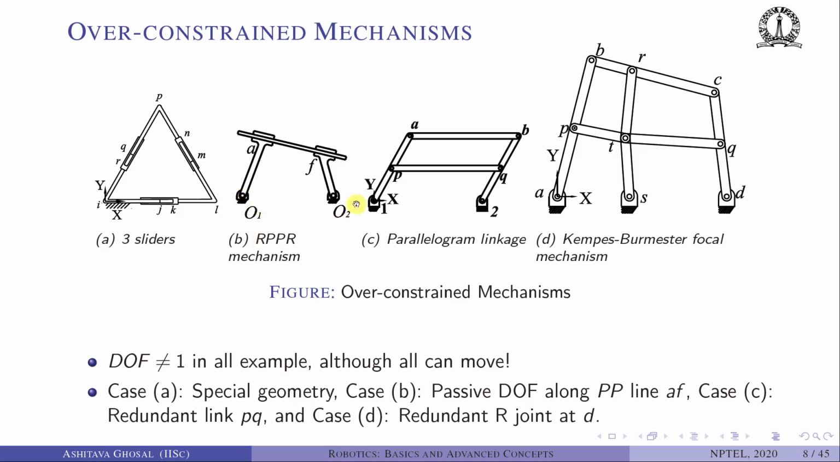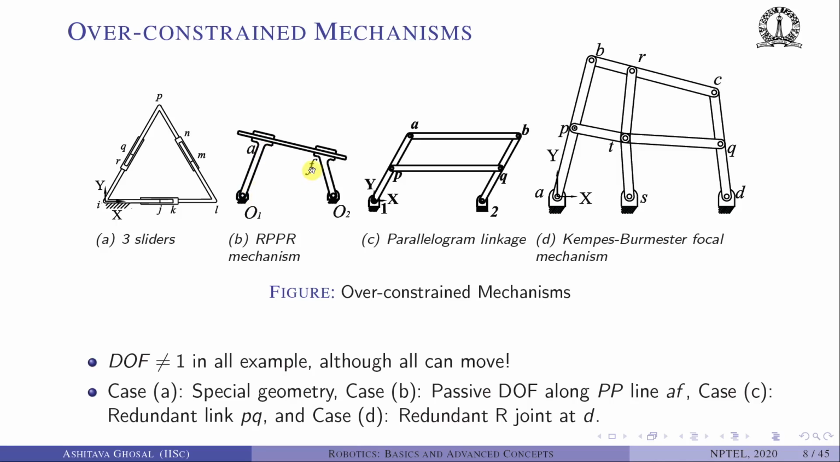We have a rotary joint here, another rotary joint here, but then these two joints are prismatic joints. Okay, so it is an RPPR mechanism. And as you can see, this one has a very strange degree of freedom. This link can slide in between each other. However, if I try to rotate it, it will not move.